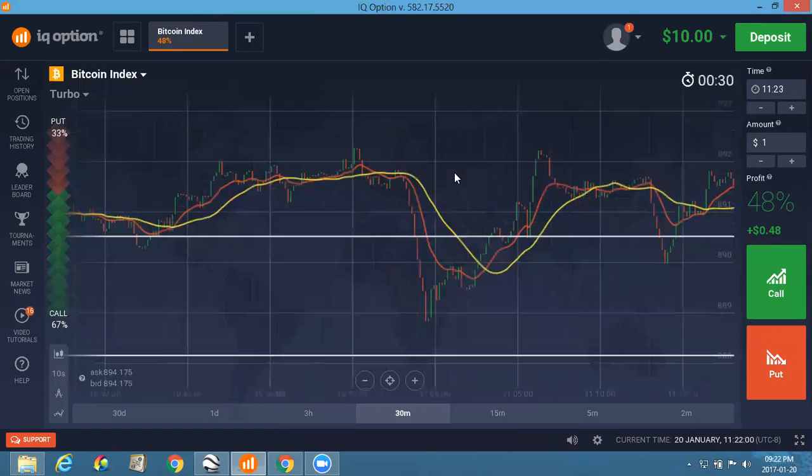Okay. Guys, we missed the trade. We missed a trade. God, we missed a trade. I was going to go all in on this trade. By the way, I was going to go in with $10.